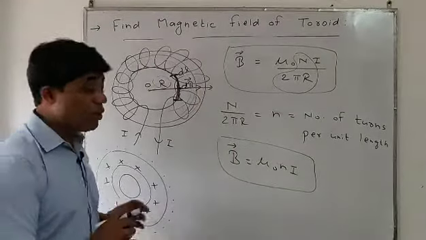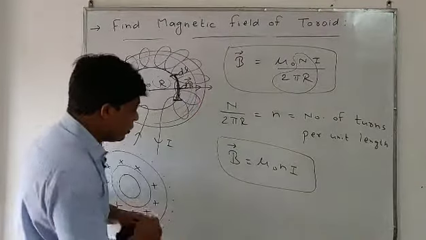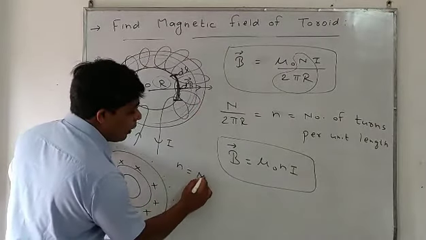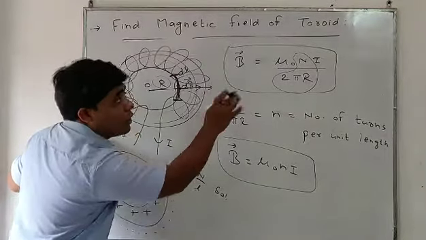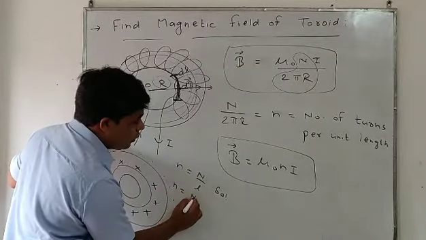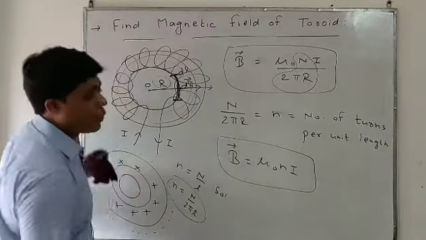It is similar to a solenoid, but one major difference is there. In a solenoid, small n means what? Capital N by L in case of a solenoid, and in case of a toroid, small n means what? N upon 2 pi r. That is a major difference. Okay students?